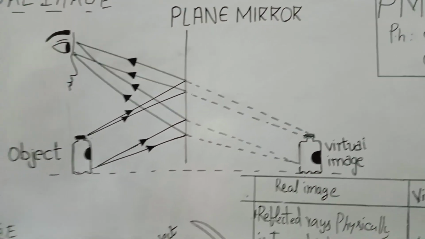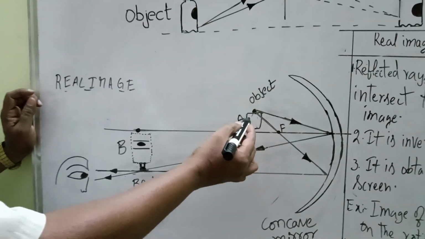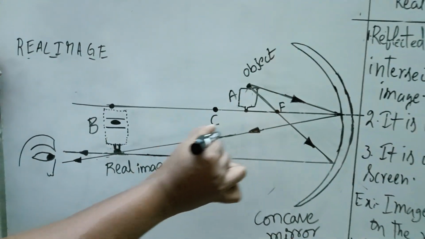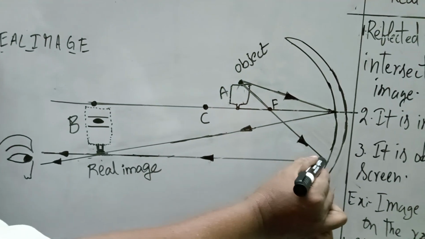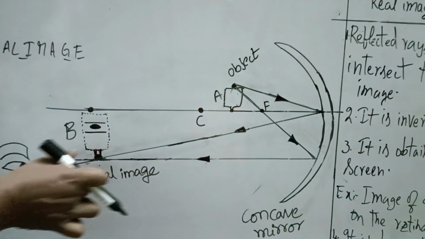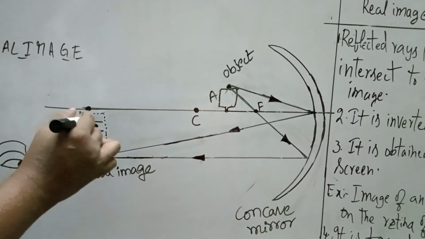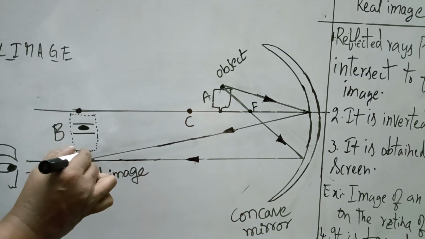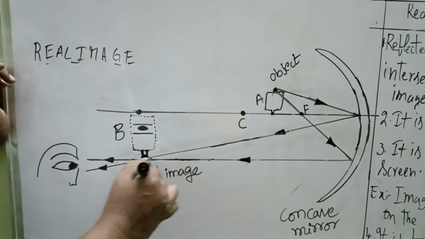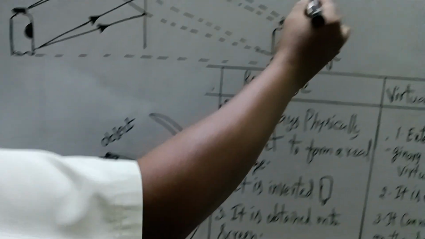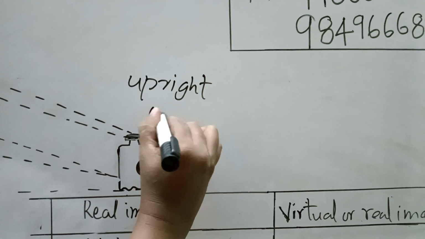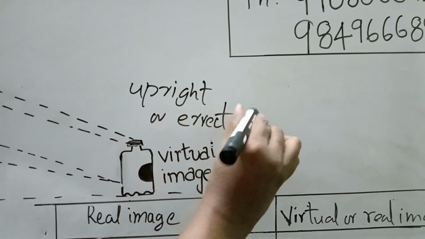Now coming to the real image, say here this is a bottle again. Here this is one incident ray, and it is reflecting like this, and this is another incident ray, and it reflects like this. So these two are incident rays, and these two are reflected rays. Here we get the inverted real image. Inverted means upside down. This is the real image. The virtual image is upright, or erect.